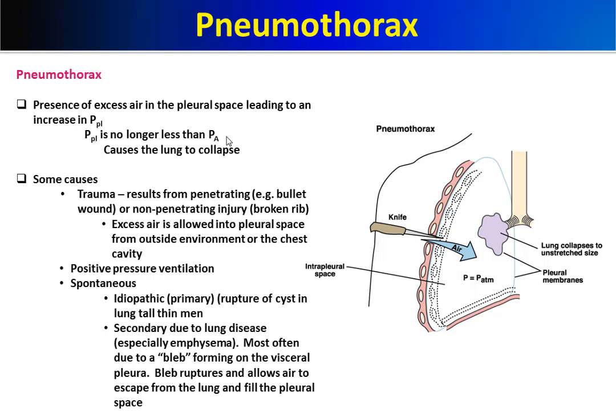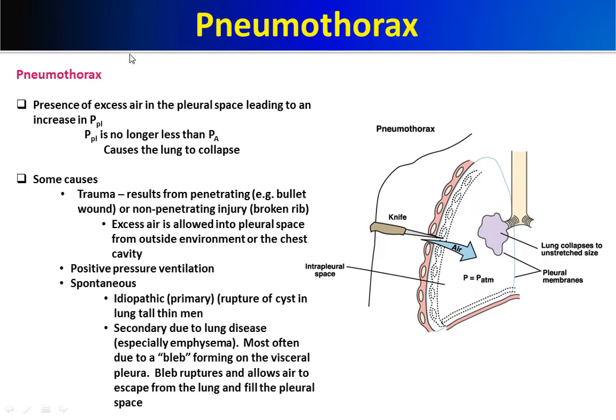So what could be then the reason for air entering into the pleural sac? What could be the causes of pneumothorax? It could be due to trauma, and this trauma could be a penetrating bullet wound or knife stab wound, or non-penetrating injury from a broken rib. So now air could get into the pleural sac from the outside environment, or air could get into the pleural sac from the chest cavity itself.